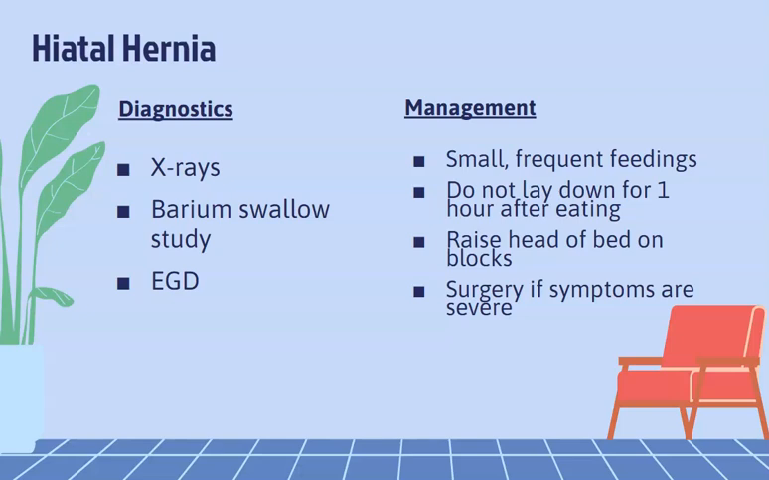Hiatal hernias really are probably one of the most common incidental findings that you will see on a chest x-ray. For example, you have a patient coming into the hospital who is complaining of some sort of respiratory component. Maybe they have pneumonia, bronchitis, asthma, something like that. And the ER physician decides to do a chest x-ray just to check the status of the lungs and see if there's any infiltrates.